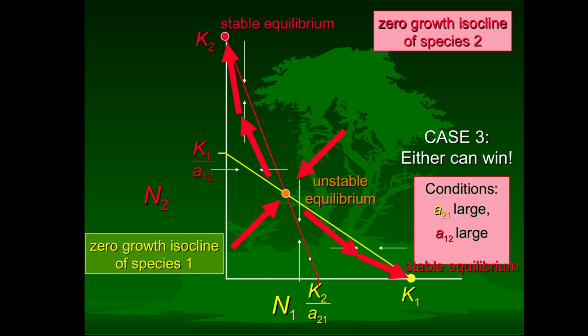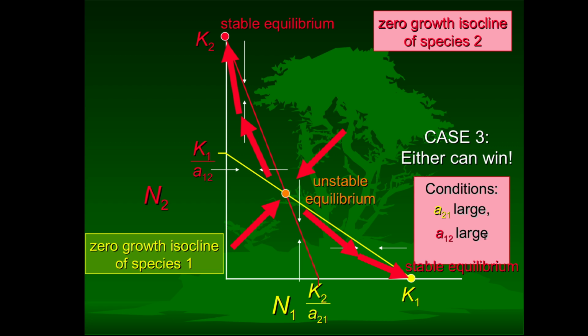Case three is when the two isoclines cross, and in both cases, the shutout level is below the carrying capacity. The shutout level here for species two is below its carrying capacity, and the shutout level for species one is below its carrying capacity. So both species can increase to their shutout levels. Both species can exclude the other depending on the starting conditions. This occurs when both competition coefficients are large, so either can win. Both are strong competitors, either can win.